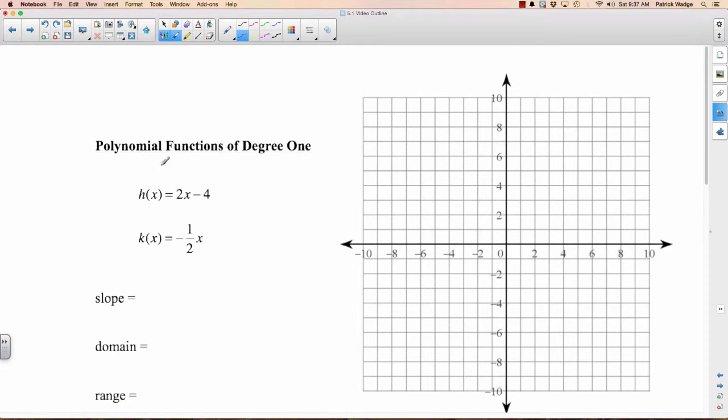Let's move on to polynomial functions of degree 1. So that's things like this. H of x equals 2x minus 4. Remember, this is 2x to the first power. The highest exponent is 1, so this has degree 1. We're going to graph that. What does that look like?